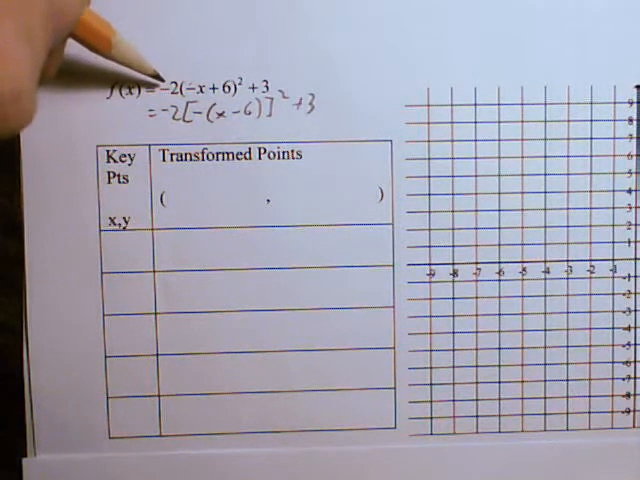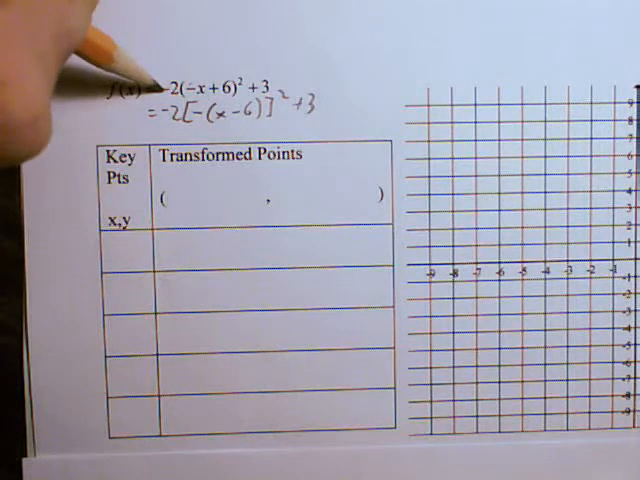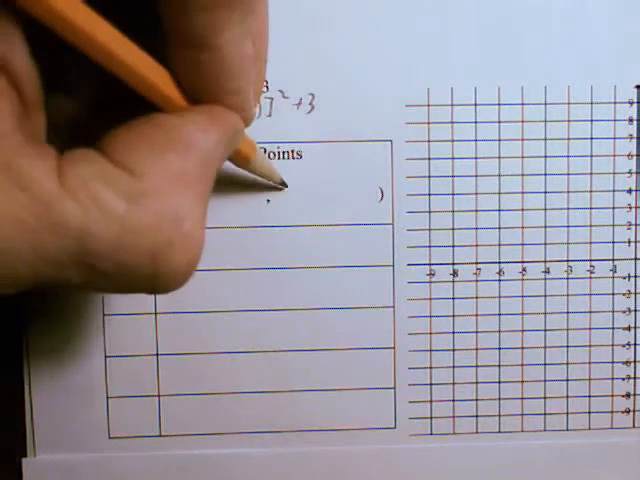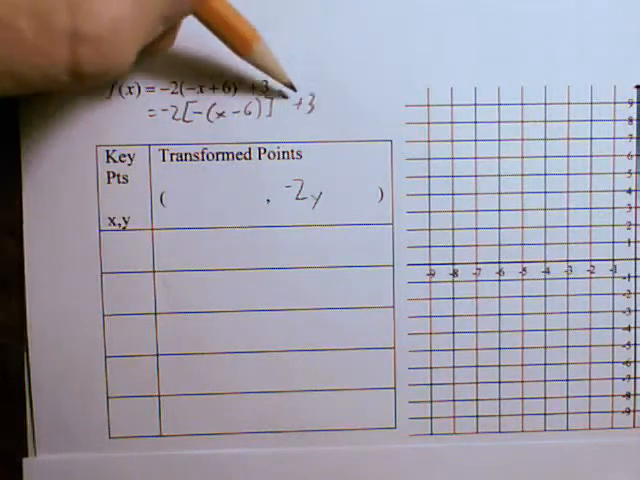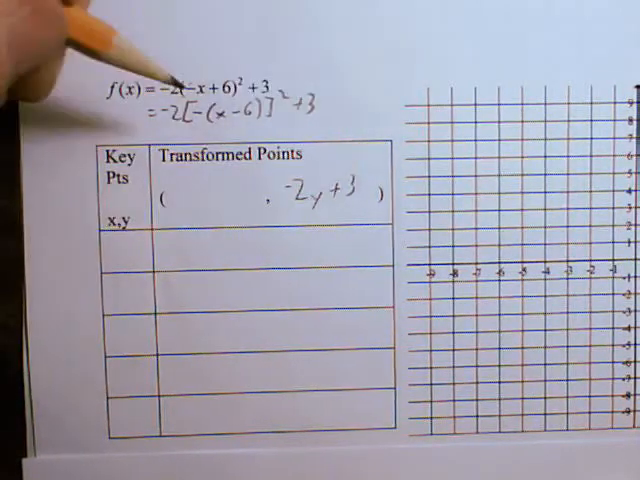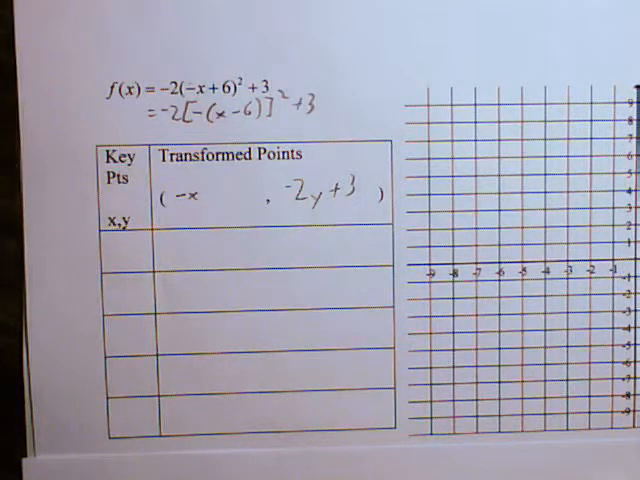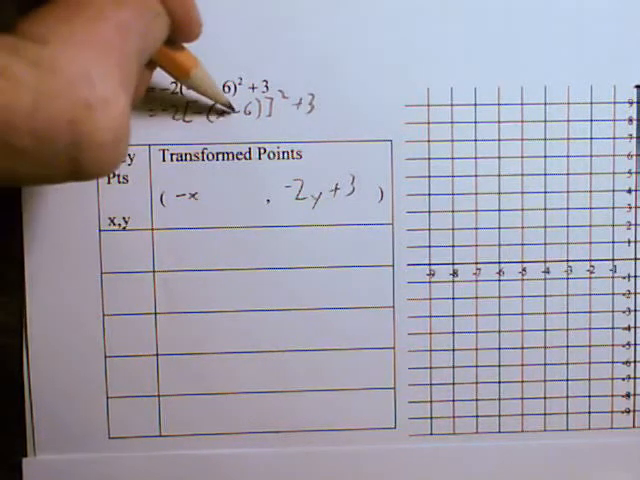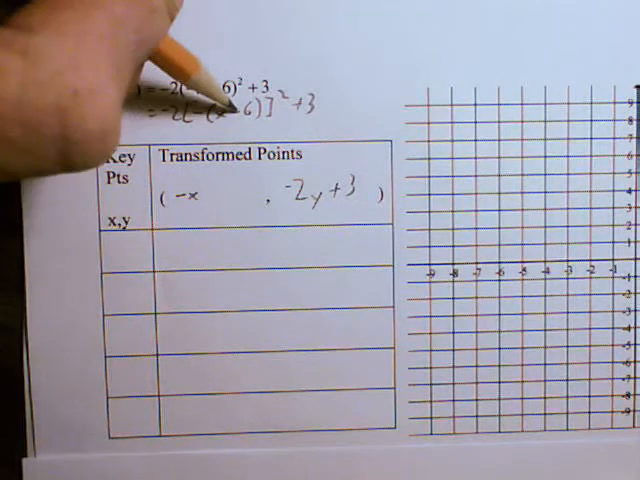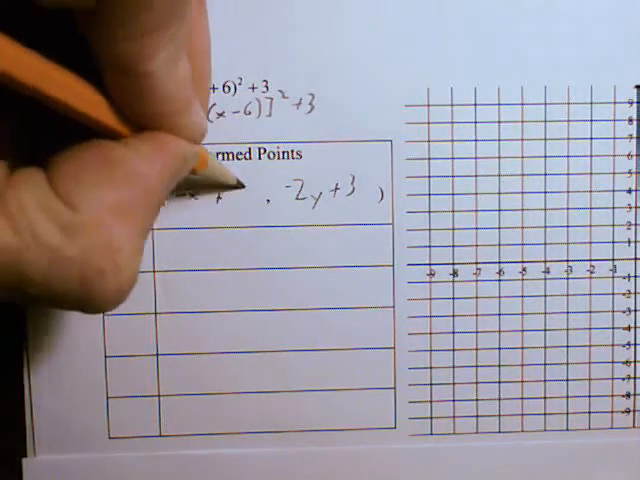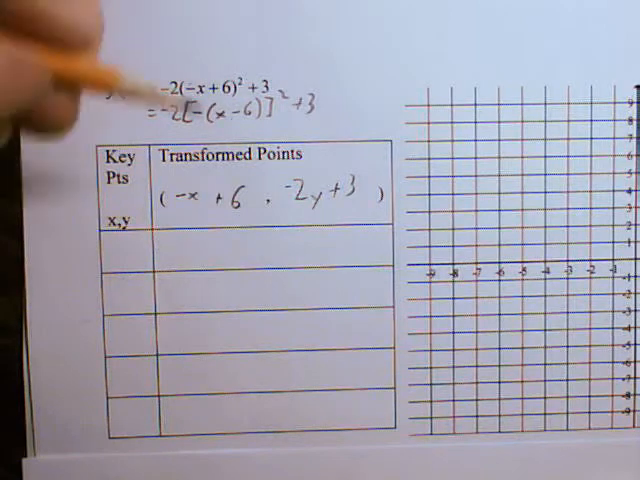The negative 2 tells me I'll have a vertical stretch by a factor of 2, and it will be reflected in the x-axis. So this will be negative 2y and then plus 3. The negative sign tells me that I will have a reflection in the y-axis, and the minus 6 tells me I'm going to add 6. I'm going to do the opposite to what is there.